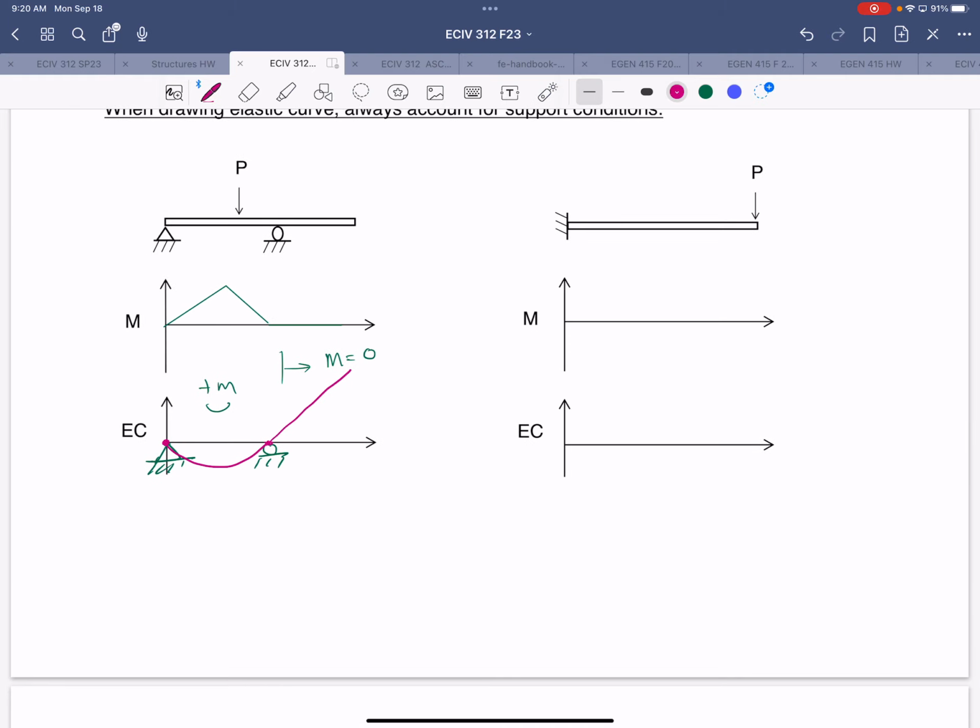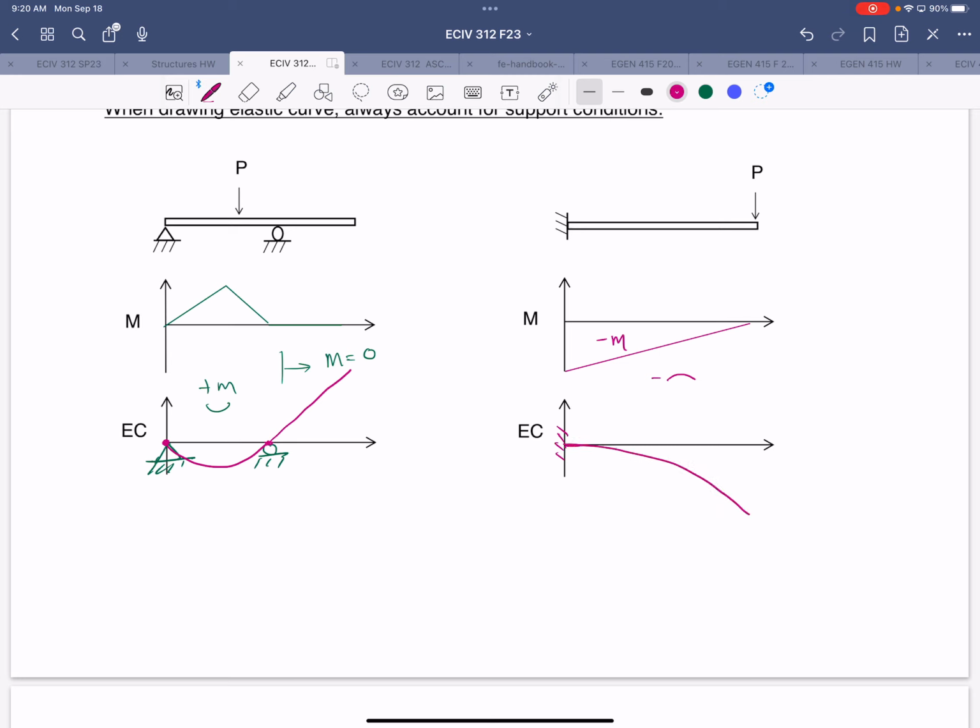On the right side, we have a cantilever beam with a point load at the free end. Moment diagram will look like this. All right, so we have negative moment for the whole thing. At the fixed end, we can't have a slope, and we can't have displacement either. So no rotation, no displacement, and it has to be concave down. The only way for that to work is for it to deflect downward.